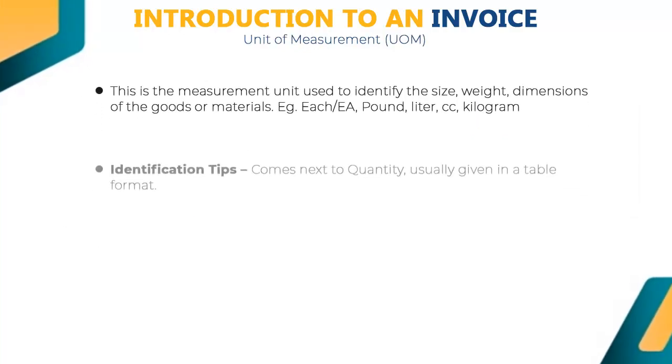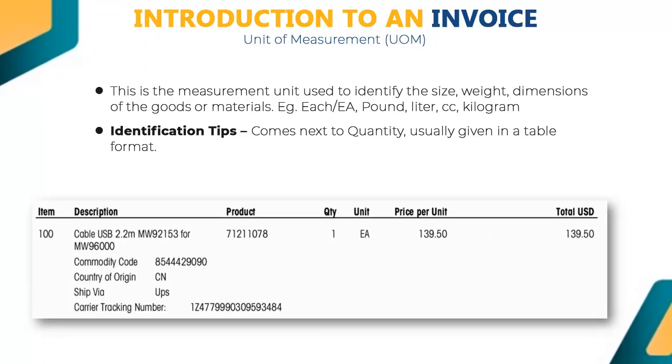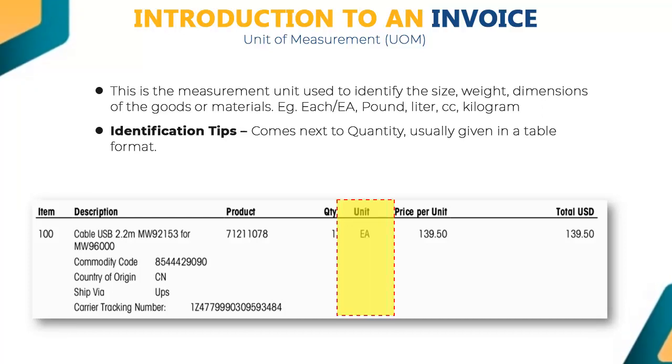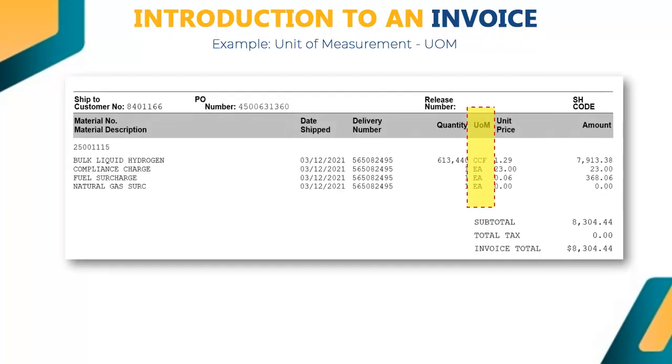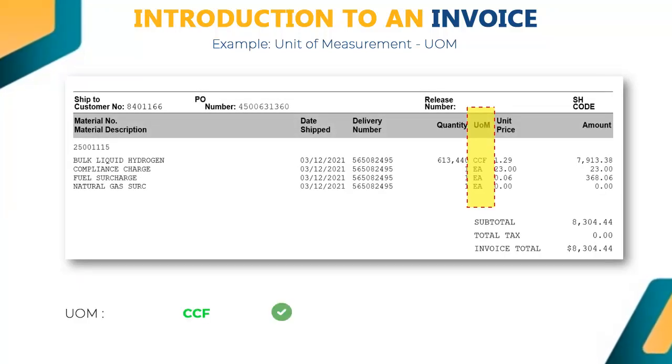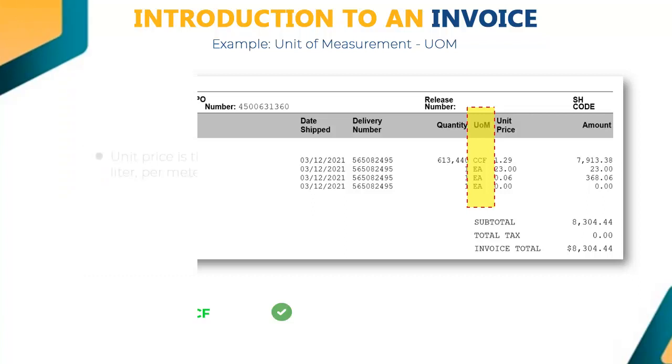UOM is the measurement unit used to identify the size, weight, dimensions of the goods or materials. Example: each or e, pound, liter, cc, kilogram. Identification tips: it comes next to quantity, usually given in a table format. Key the data CCF for the first line UOM. Key other UOMs as per the image shown in the snippet. Do not key the word UOM, or unit of measurement. If the word UOM, or unit etc. is already populated, then remove these words.